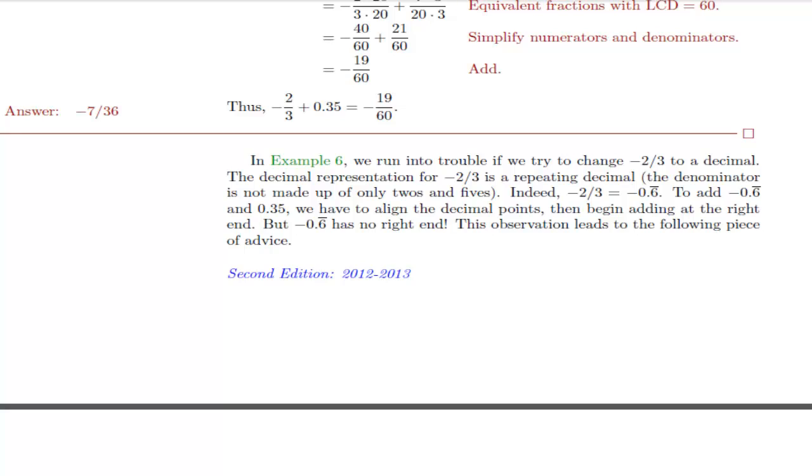In example 6, we run into trouble if we try to change negative 2 over 3 to a decimal. The decimal representation for negative 2 over 3 is a repeating decimal. The denominator is not made up of only 2's and 5's. Indeed, negative 2 over 3 equals negative 0.6 with the repeating bar over 6. To add negative 0.6 with the repeating bar over 6 and 0.35, we have to align the decimal points and begin adding at the right end. But negative 0.6 repeating has no right end.